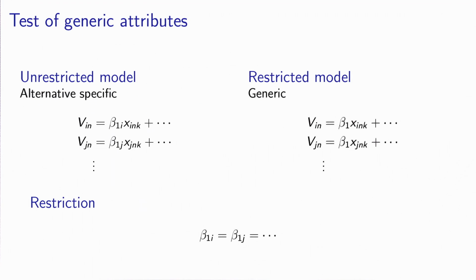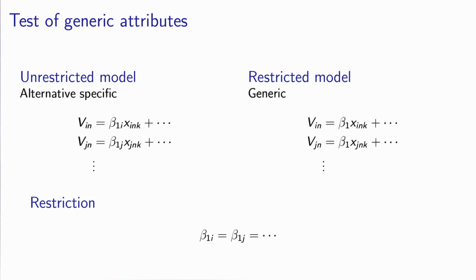Another typical application of the likelihood ratio test is to test if a variable is generic or specific. If you remember, we call a variable generic if it impacts the utility of all alternatives in the same way. This is the model on the right here, the generic model. In this case, we have several alternatives, and the variable x_ink is impacting all the utilities in the same way, in the sense that the coefficient is the same.